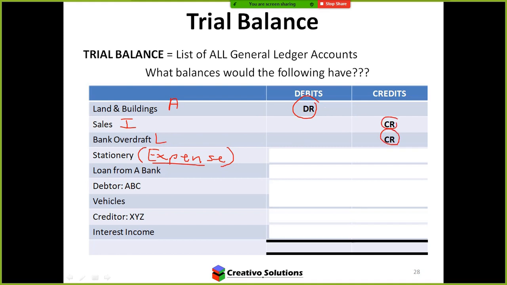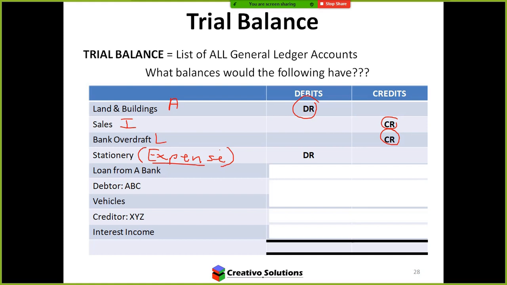So stationery is an expense. Why? It's because stationery has a debit. Why? It's because it's an expense. Do you see? The approach might be different to what you've used before. My approach is to take it back to its basics because I cannot change the 6 rules. I've got assets, liabilities, income, expenses, capital, and drawings. I just need to know which rule I am dealing with.